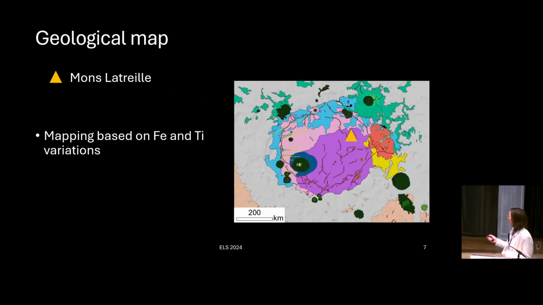This is very bad because the colors are washed out, but this is our version of the geological map. You can see again that the same units are represented. So it's great, we agree. We did this mapping based on iron and titanium variations with the Clementine data. And the really big triangle here, oh, here's the pointer, great, represents the location of Mons Trail, which is a volcanic cone on one of the mare units.